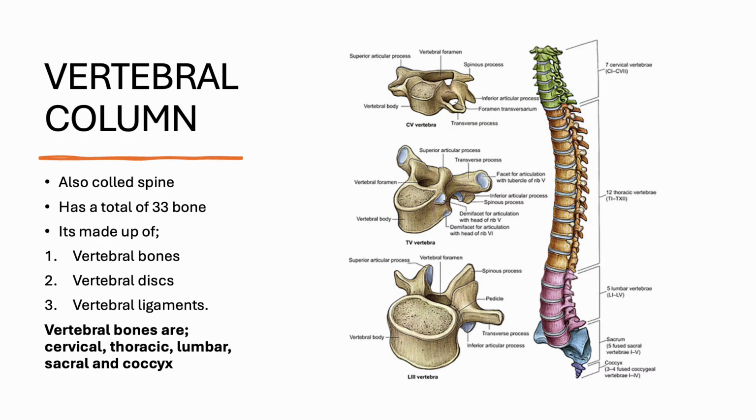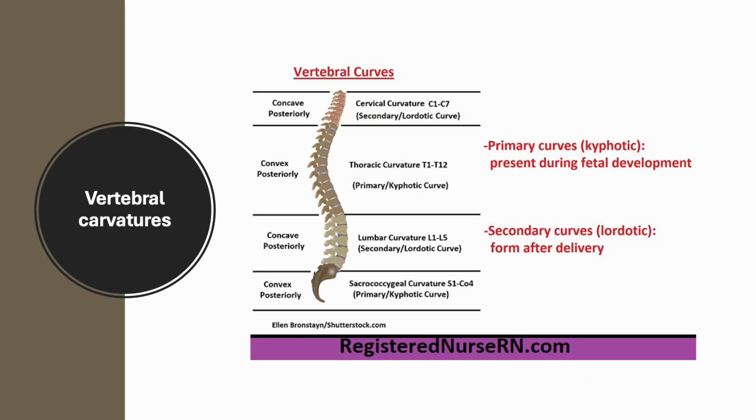We also added ligaments under this. We can discuss the vertebral curves, the curvatures. There are two. The primary curvature, kyphotic, is present during fetal development. Then the secondary curvatures, lordotic, form after delivery. Concave posterior is the normal one. Then we have the cervical curvature, which is a secondary, lordotic curve, that is the C1 to C7 curvature.